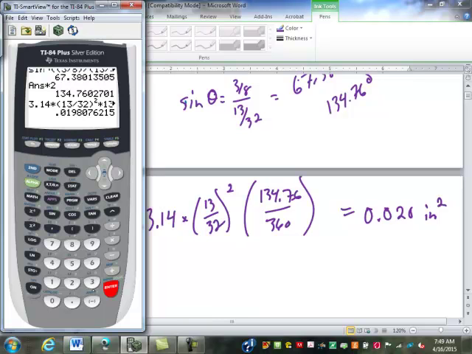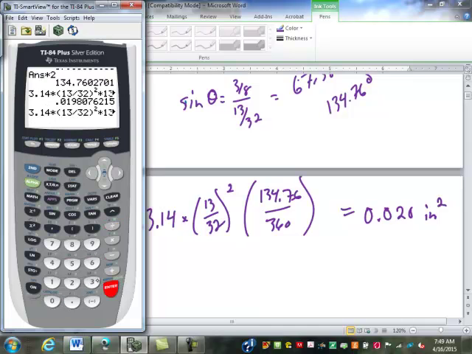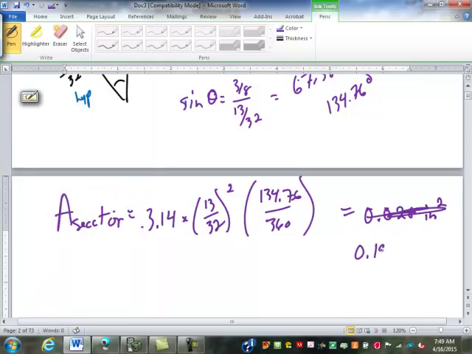0.194. Let me try it again. 3.14 times, close those parentheses on the angles. Yep, 0.194. You are correct. I don't know what I punched in wrong, but it came up wrong. So there we go, 0.194 square inches.